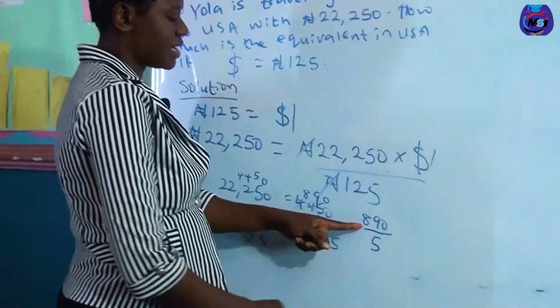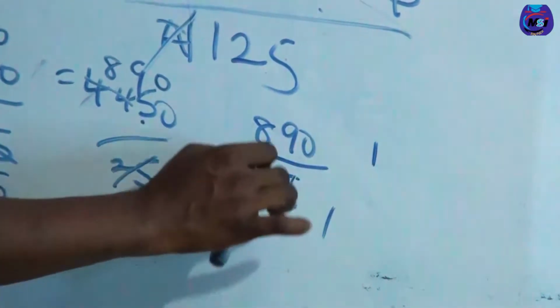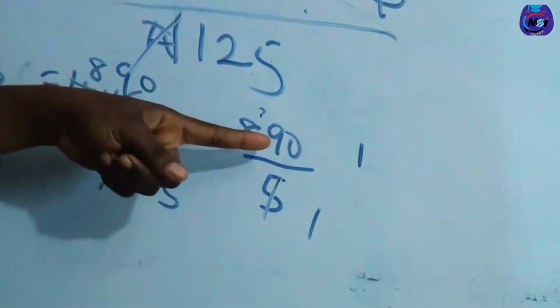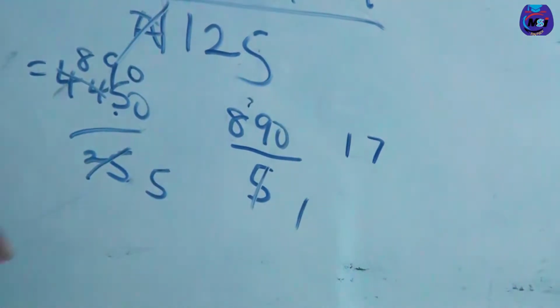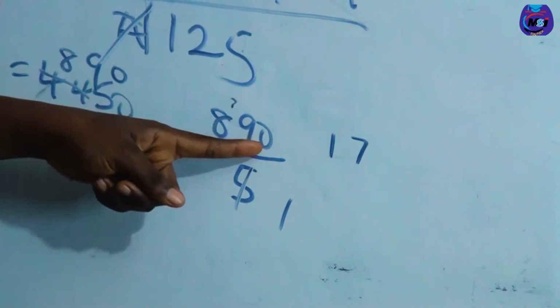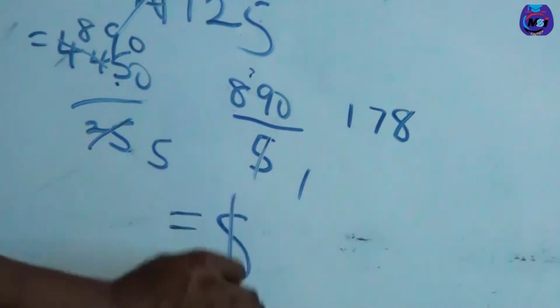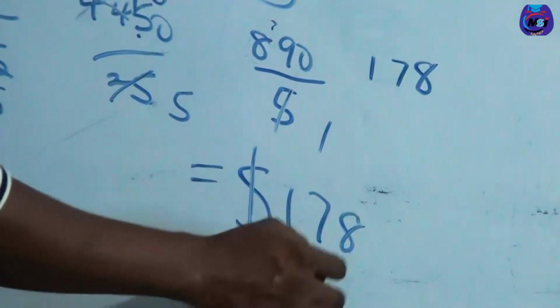Now 890 divided by 5. 5 would go here 1. 5 in 8 is 1. Remainder 3. 5 in 39 is 7. That's 35. Remainder 4. 5 in 40 is 8. So what he has is $178.